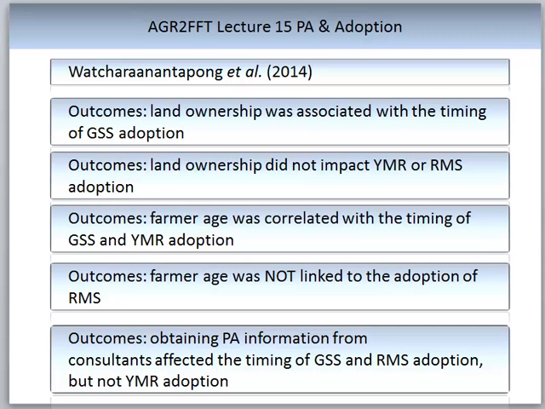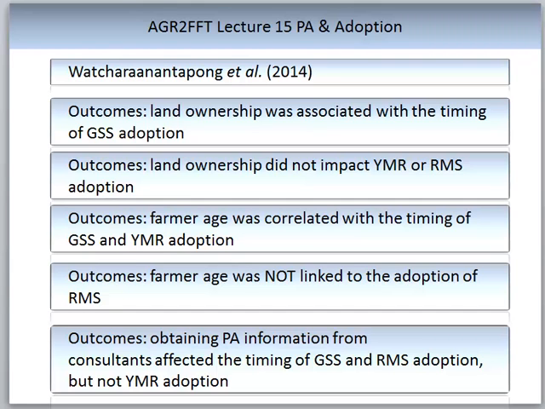The outcomes of the research into technologies of PA and adoption in the cotton industry were certainly mixed. There was no uniform hypothesis of either a farm component or another criteria base for adoption. Let's study this in a bit more detail. Land ownership, for example, was associated with the timing of grid soil sampling adoption, a technology used in the cotton industry PA. But land ownership did not impact on the uptake of yield monitoring or remote sensing adoption.